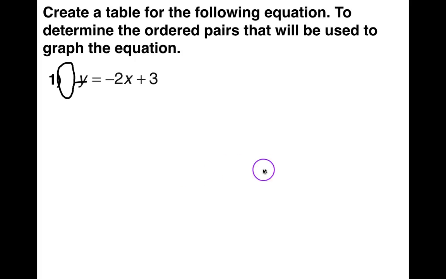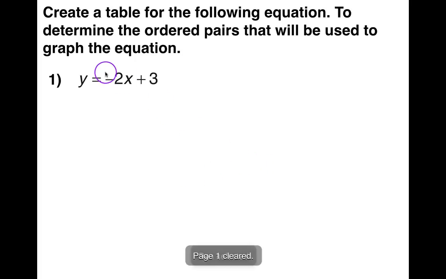Okay, so now let's take a look at the next instructions. It says, create a table for the following equation to determine the ordered pairs that will be used to graph the equation. Oops, this is supposed to be a comma, and this should not be capitalized. So here, first things first, I want to create a table. So I'm going to go ahead and do that. You want to make sure you include a table with at least 3 points. That's going to be the bare minimum when you graph. So here, I'm going to create a table.